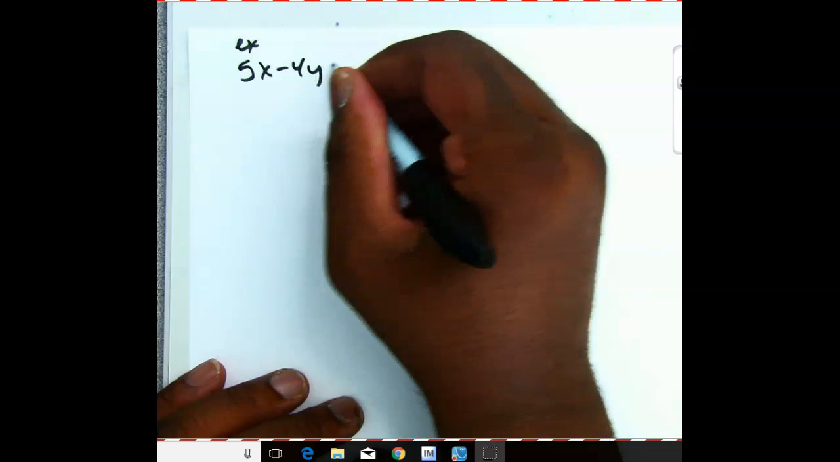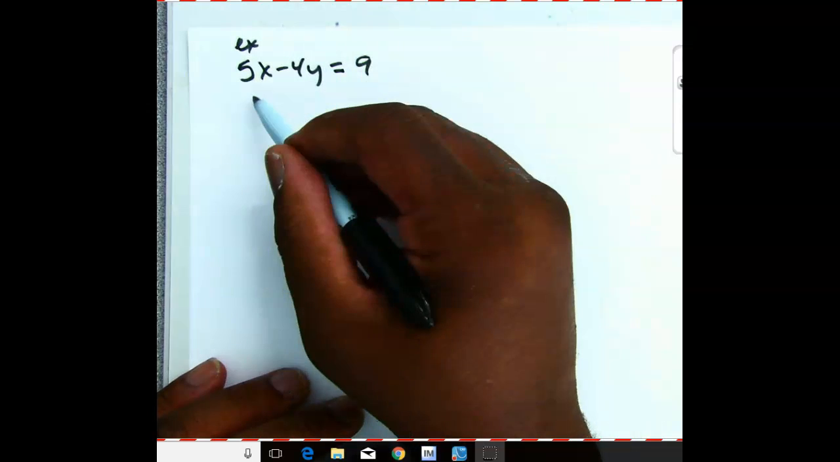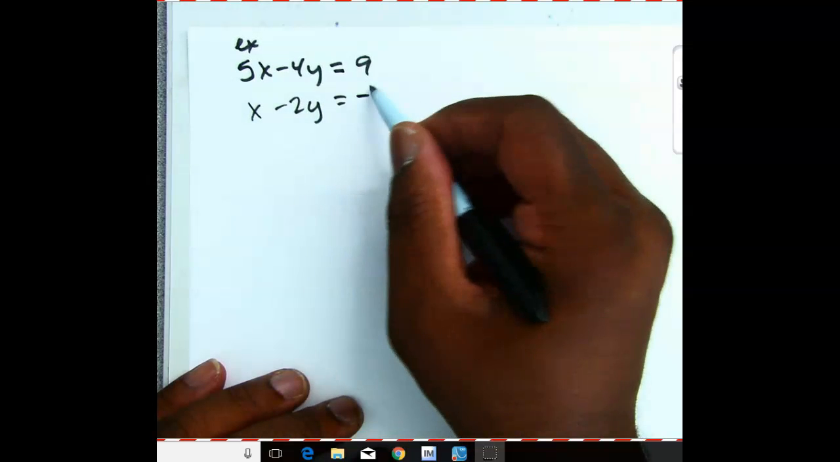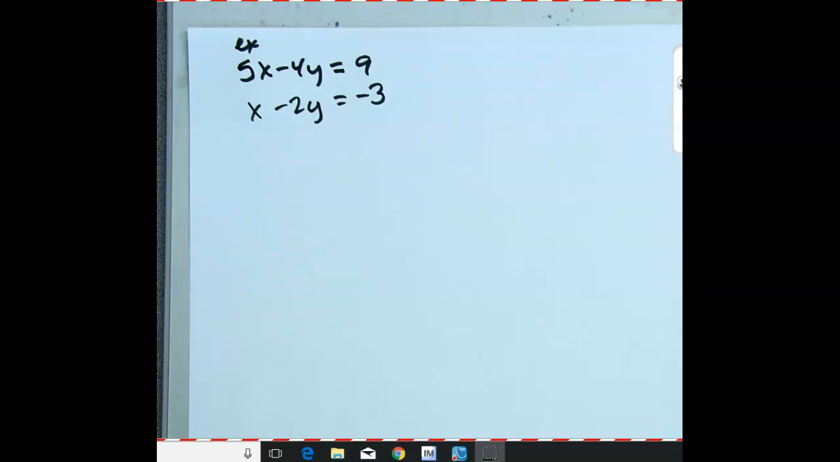Okay, so how about 5x minus 4y, and that's equal to 9. And then x minus 2y, and that's equal to negative 3. Okay. So we're going to take a look at the substitution method. Now, typically, if you have a variable in one or more of the equations that has 1 or negative 1 as a coefficient, substitution method tends to work nicely there.